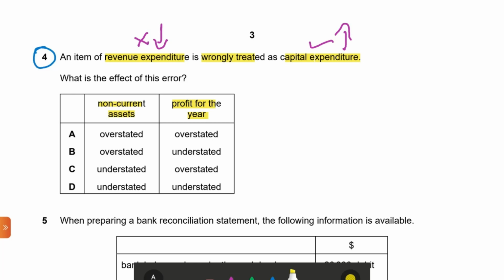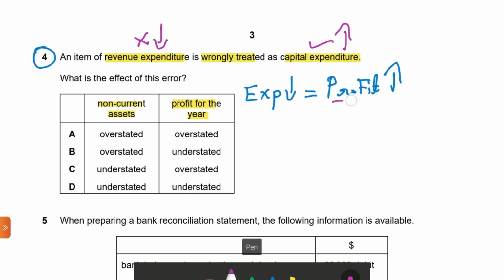Revenue expenditure is day-to-day expenditure entered in the income statement. So revenue expenditure is understated. Expense understated means profit is overstated. When the expense is less than the actual, profit will be more than the actual. So profit is overstated. We have the option A and C where profit is overstated.